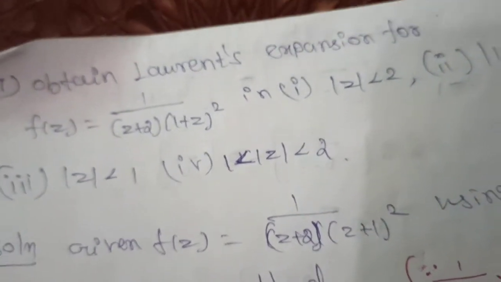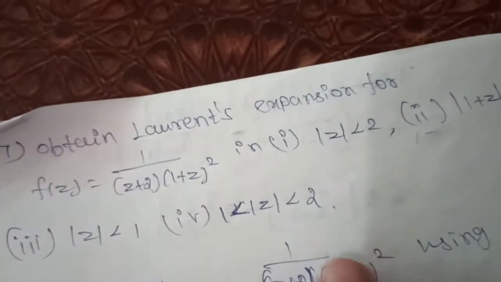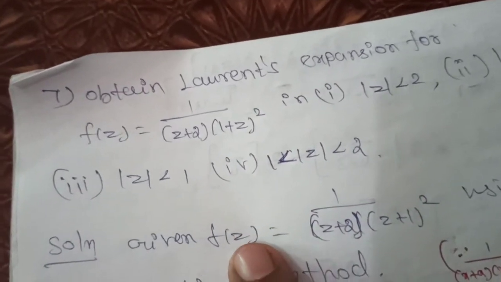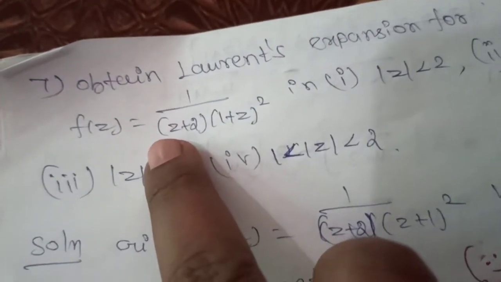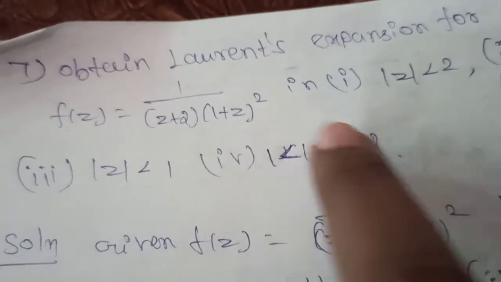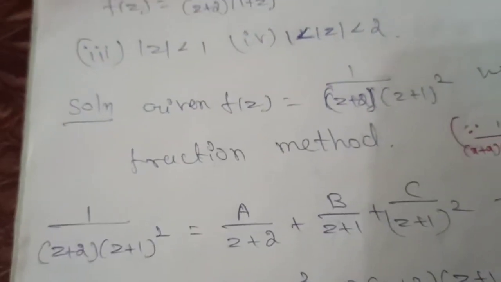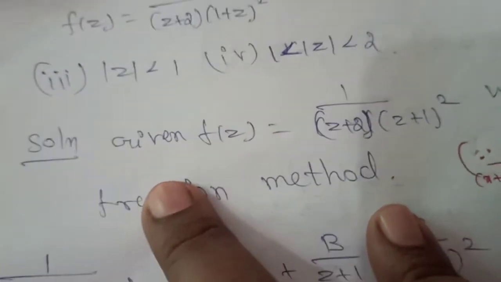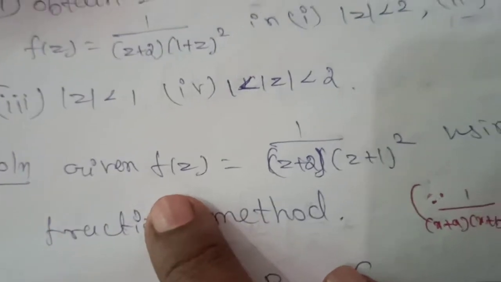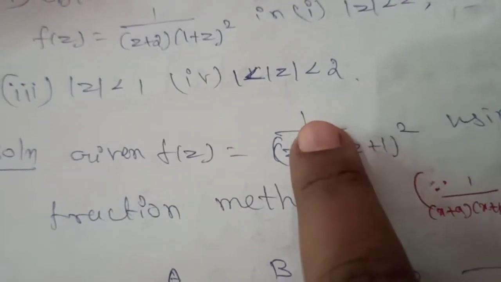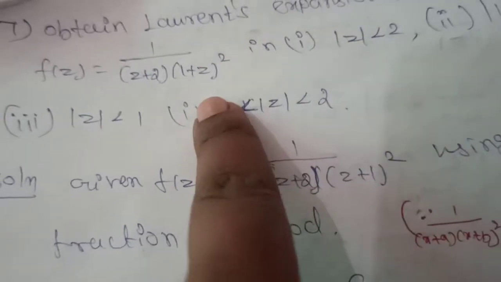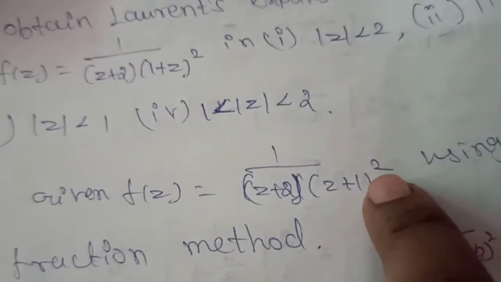Okay, so this problem asks for four conditions, but first you have to see what the given function is. The given function is 1 divided by (z+2)(1+z)^2. First we take the solution. The given function is f(z) = 1 / ((z+2)(z+1)^2).